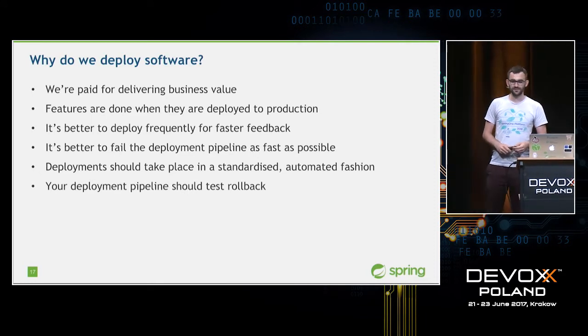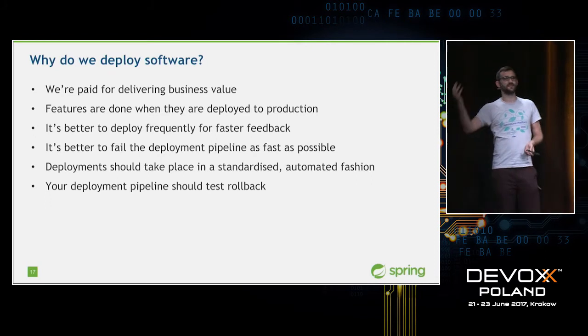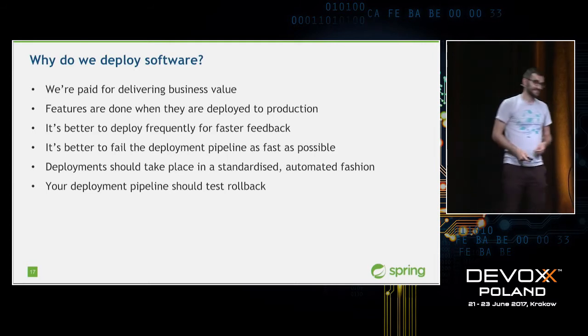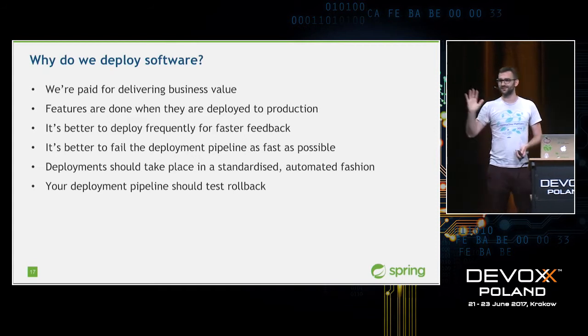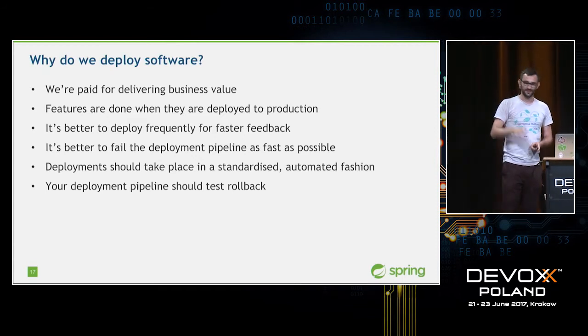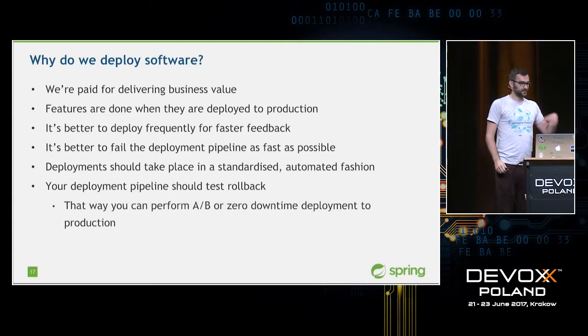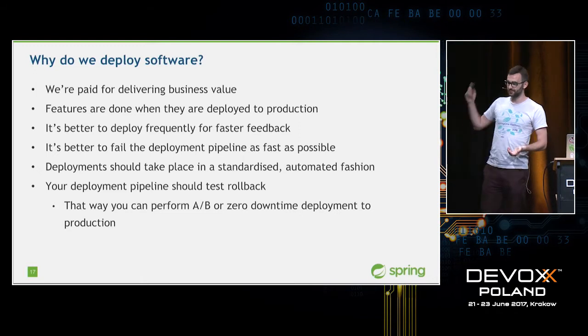Your deployment pipeline should test your possibility of doing a rollback. Who has a deployment pipeline that tests a rollback? Nobody? Okay, one person. Okay, good. Nice. Have you heard about GitLab? They had 5 ways of doing rollbacks, and none of them worked. So you should test it. If you test the possibility to do rollback, then you can do A/B or zero downtime deployment. I'm going to show you how.